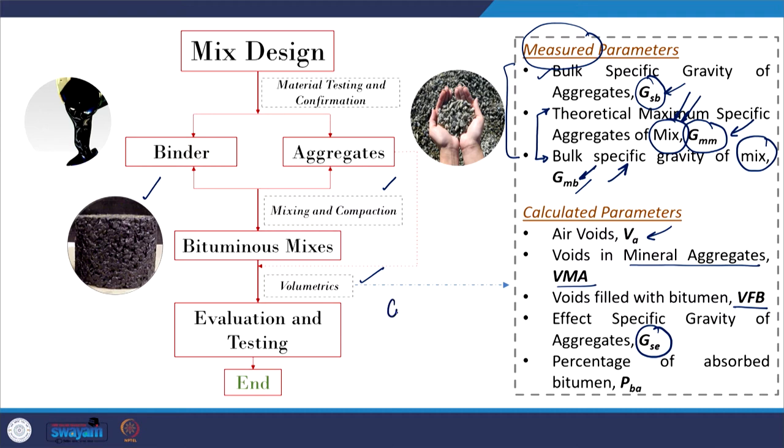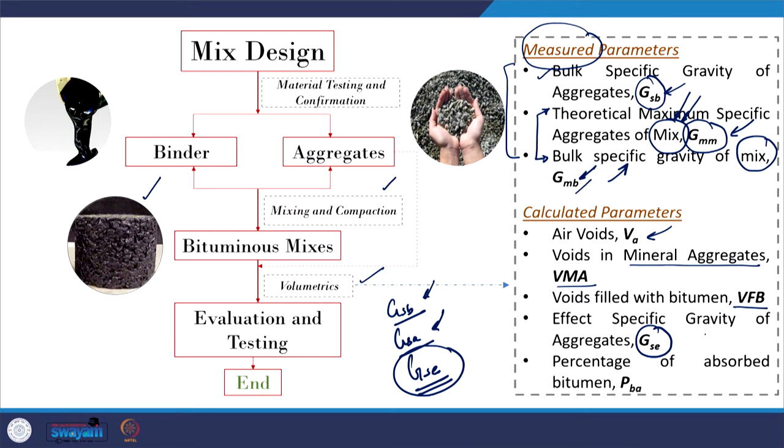So, what is GSB again? This is the bulk specific gravity of the aggregates, and GSA is the apparent specific gravity of the aggregates. If you remember, we have discussed that there are three types of specific gravity of aggregates which we are interested in. One is GSB, GSA, and the third one is GSE, which depends on the bitumen absorption. And since we cannot measure the bitumen absorption, we cannot measure GSE from laboratory measurements. We calculate it indirectly using some form of calculative approach. So, we will discuss that.